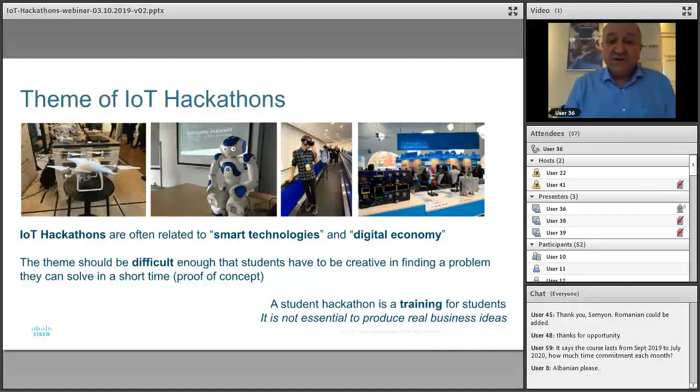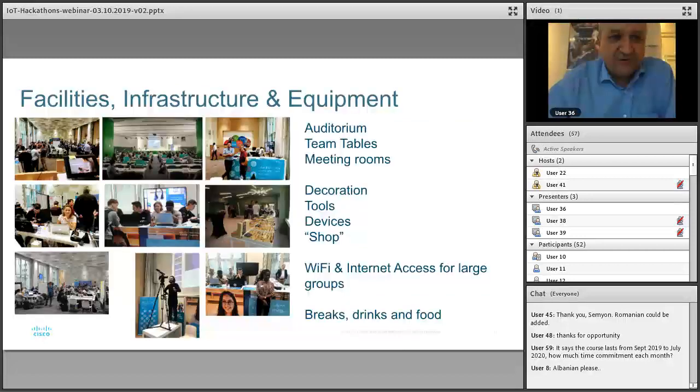And indeed, the task should be difficult enough, because the most creative team should win. And we don't expect a full solution. We expect a creative solution from a team with a demonstration that the idea actually works. And especially for students, we are doing hackathons as a training for our students. It's not essential that it is a real business idea, especially not the first or the second time they take part in a hackathon. It's an exception when they find an idea that's really applicable to business, but it's the training that I think is important for our students.